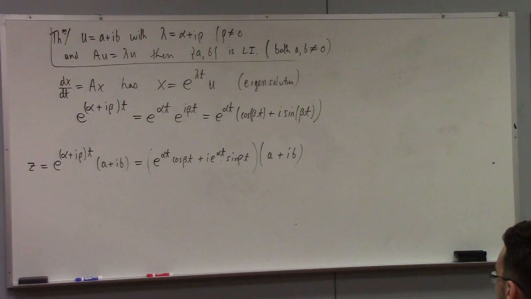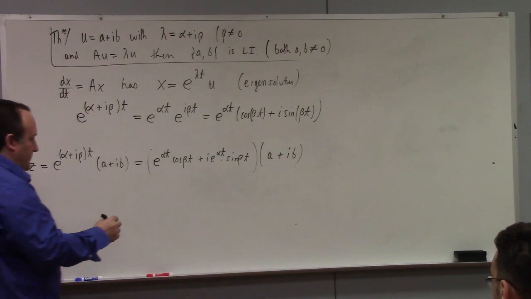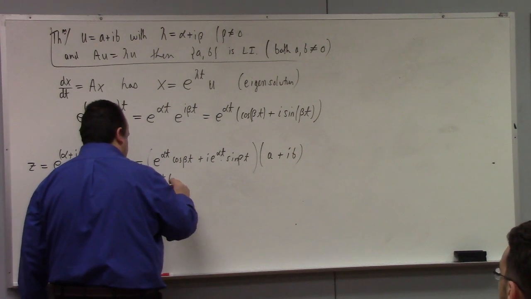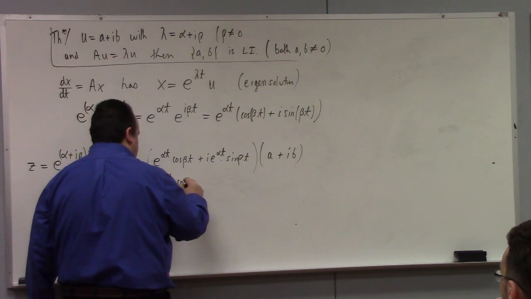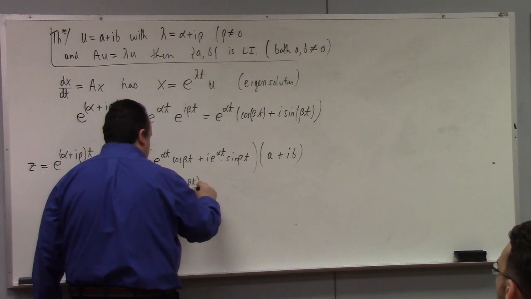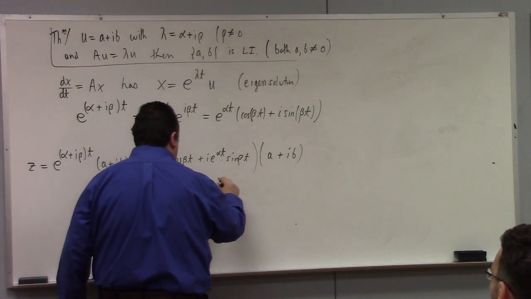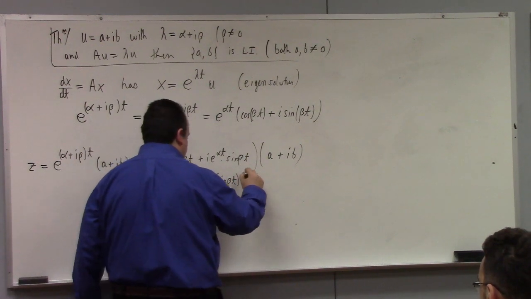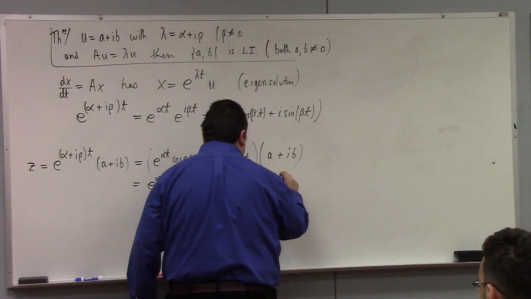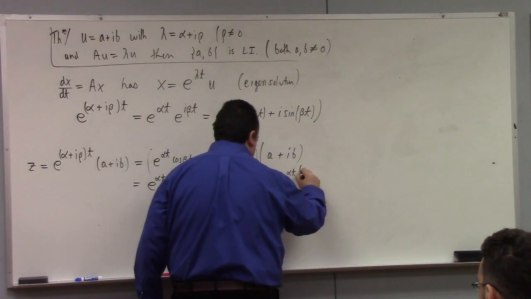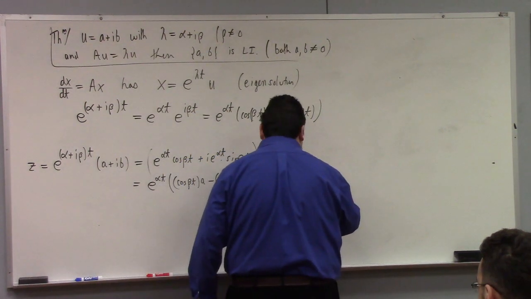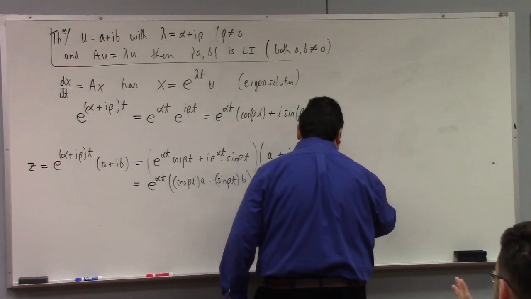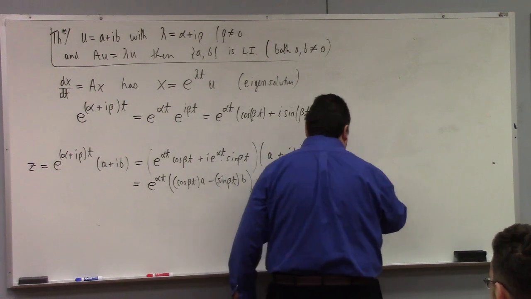And multiply this out, we get what? I'll factor the e to the alpha t out because it's everywhere. So we get e to the alpha t times cos beta t times the a vector minus sine beta t times the b vector. And I'll factor an i out here, plus i e to the alpha t times sine beta t times a plus cosine beta t times b.